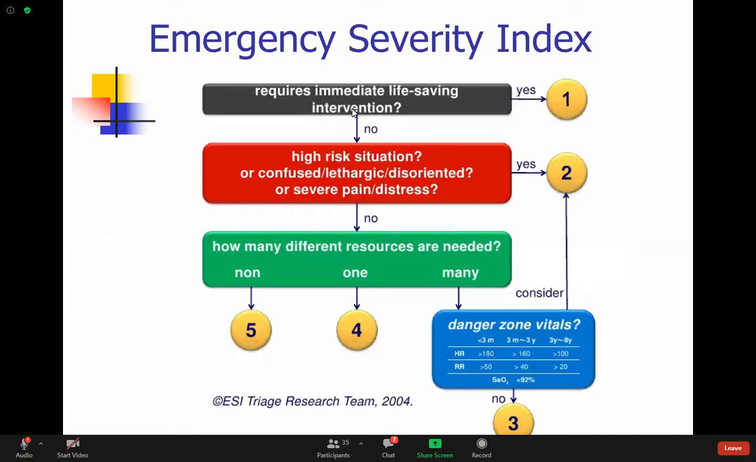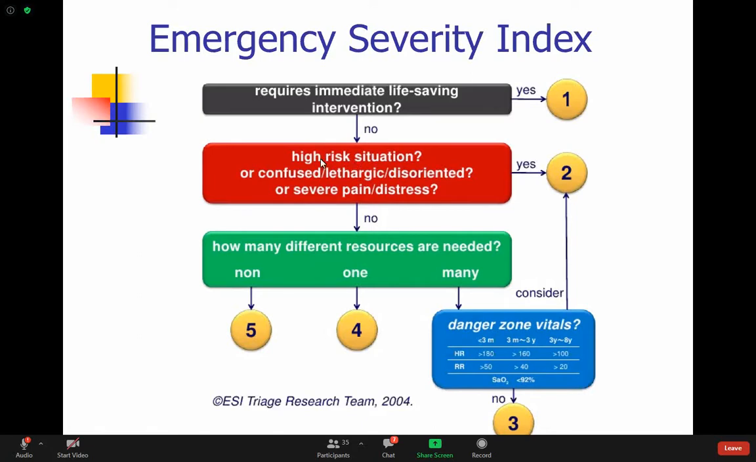The first question you're going to ask is, does this patient require immediate life-saving intervention? A patient coming with severe injury after a car accident and he's unconscious, yes, this patient will need an immediate life-saving intervention, then it's going to be a 1.